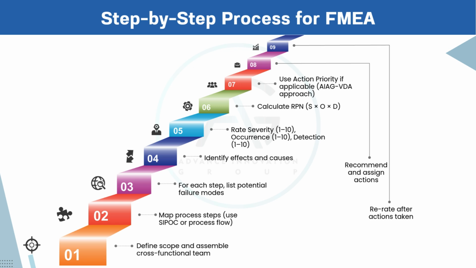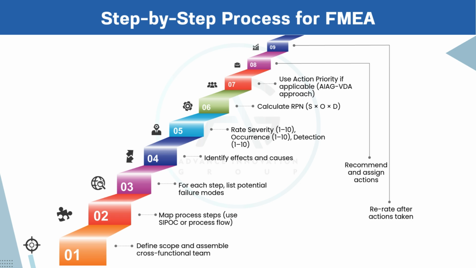Step 7. Use action priority if applicable. AIAG VDA approach. For advanced users or regulated industries, like automotive, we use action priority tables, which provide a more structured way of prioritizing actions compared to RPN alone.